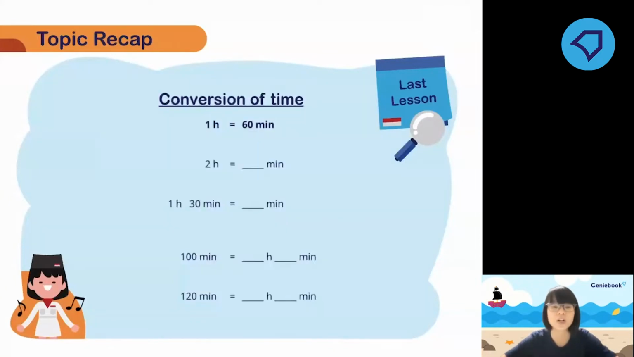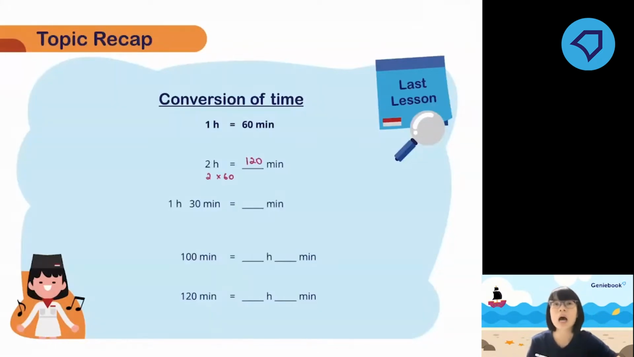Last week, we also did the conversion of time. 1 hour is equal to 60 minutes. Can you quickly give me the answer? 2 hours is equal to how many minutes? 120. Excellent job. 120 minutes over here. So it's 2 times 60 minutes.